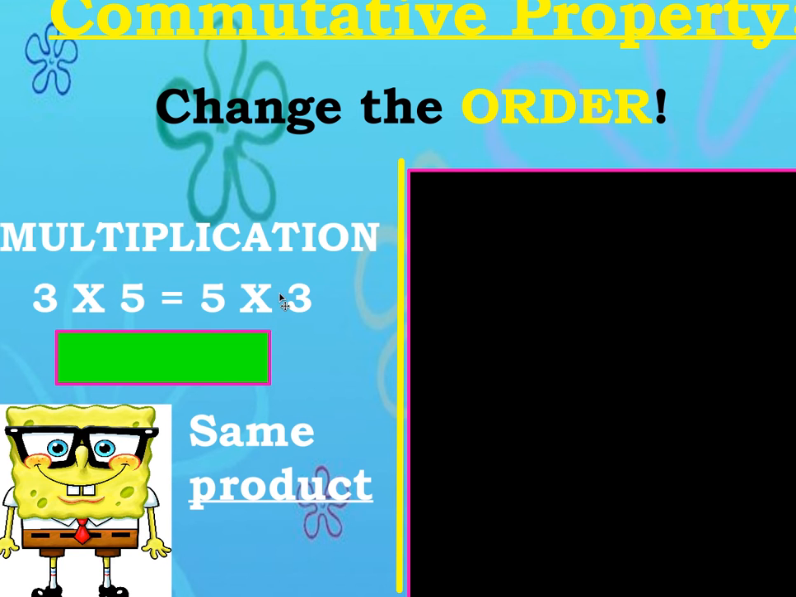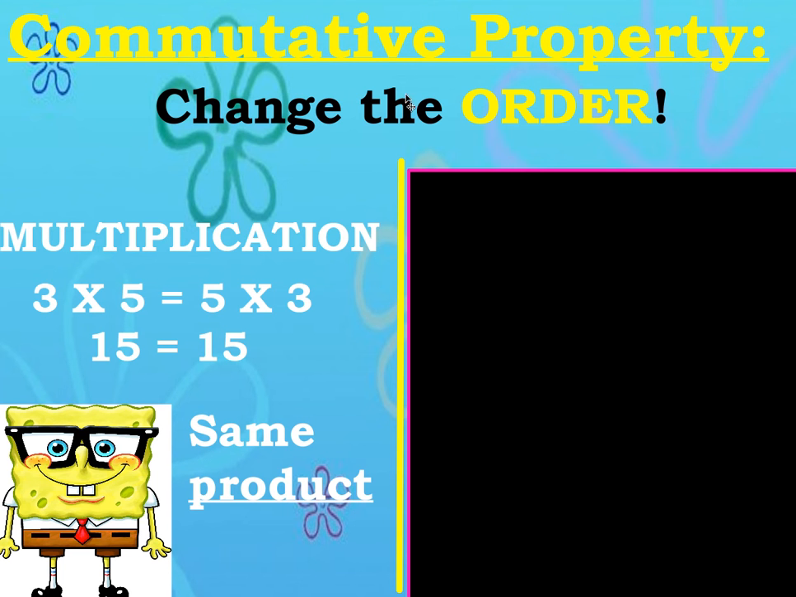5 times 3 is also 15 because 3 groups of 5 equals the same number as 5 groups of 3. And you can see that here because 15 is equal to 15. It's the same product. Now, product means the answer to a multiplication problem. So that is the commutative property. You can change the order, but the answer is the same.